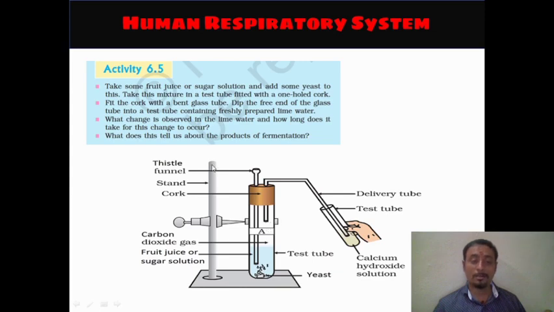A thistle funnel is attached. Then the secondary tube, known as the delivery tube, is attached to deliver the CO2 produced inside the main test tube into the tube containing fresh lime water. So when the CO2 produced by yeast due to fermentation is going through this delivery tube into the tube containing fresh lime water, this lime water is also turning milky. So why is this happening?